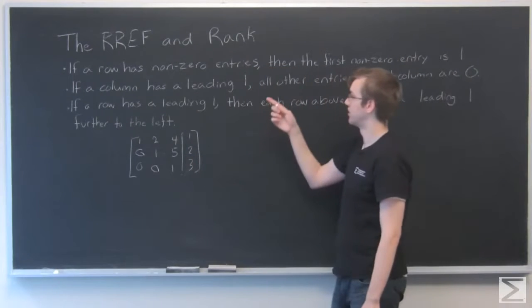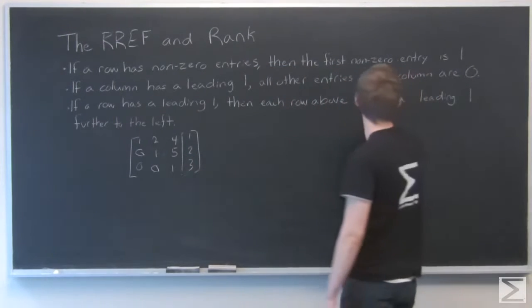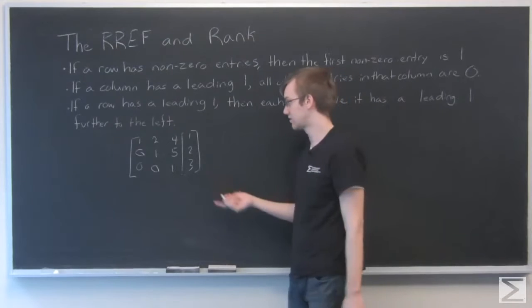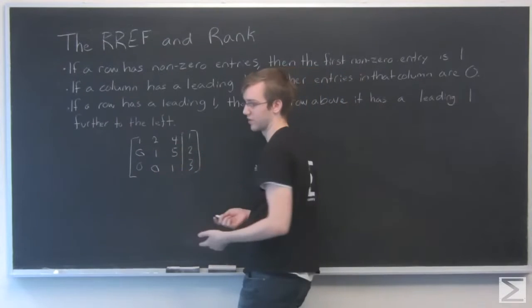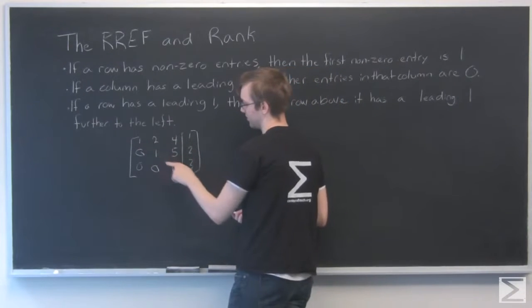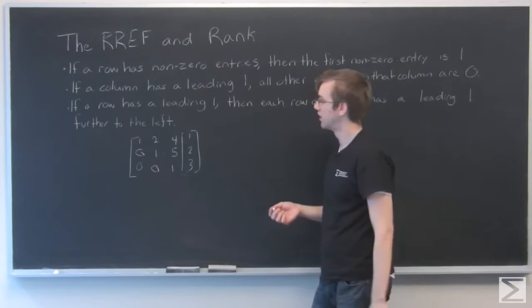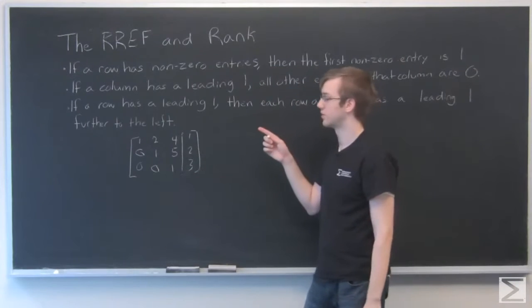If a row has non-zero entries, then the first non-zero entry is 1. We can see that that's true here. All these rows have non-zero entries, so the first one of each of them is a 1. But the second one is 1, that's different.